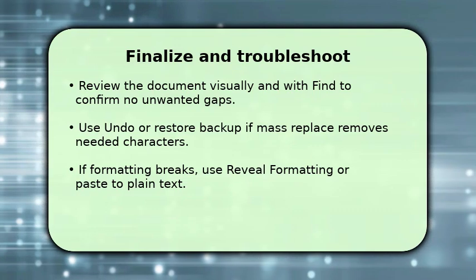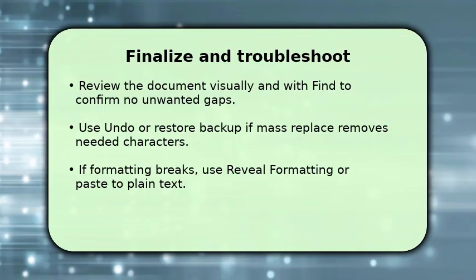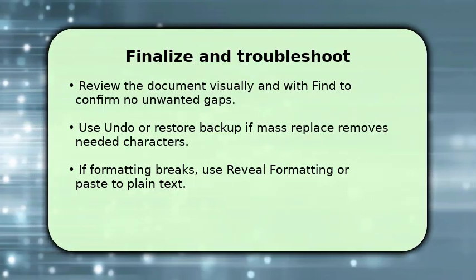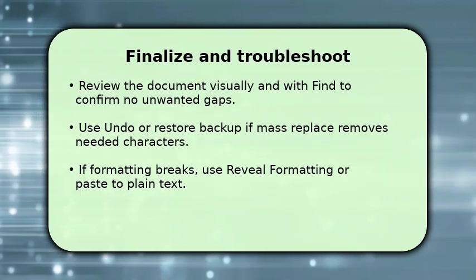Finish by validating changes. Scan headings, lists, and code blocks to ensure removing Q didn't alter meaning. Once done, run Find for the character again to confirm 0 matches and save a new version.